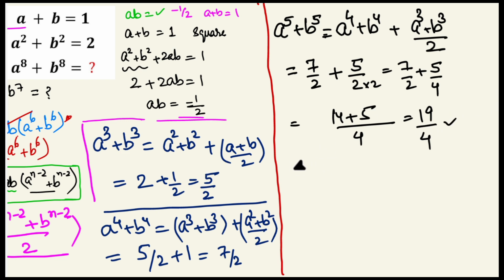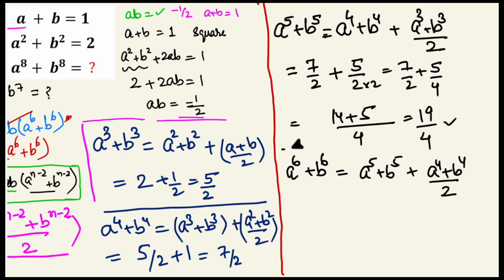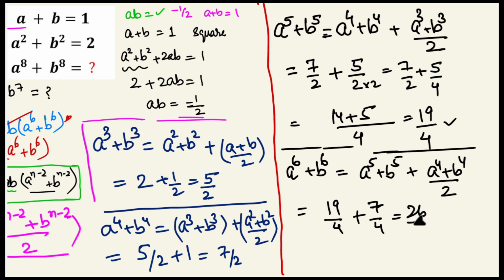Now we can also calculate the next term, which is a to the power 6 plus b to the power 6. We know the value of a to the power 5 plus b to the power 5 now. And a4 plus b4 we also know, 7 upon 2. 7 upon 2 becomes 7 upon 4. This becomes what? 26 by 4, which is 13 upon 2.